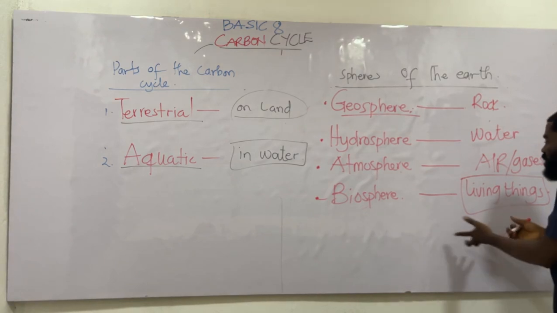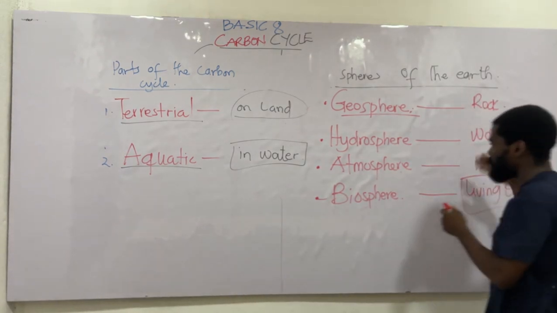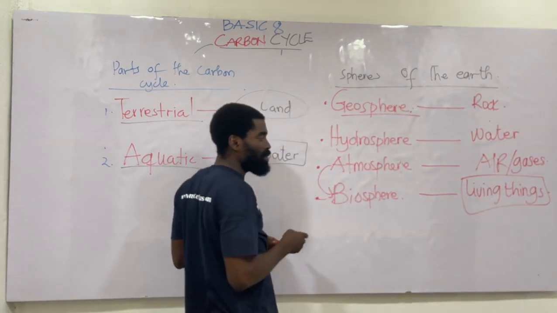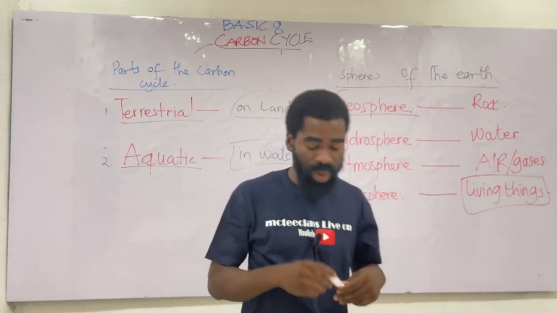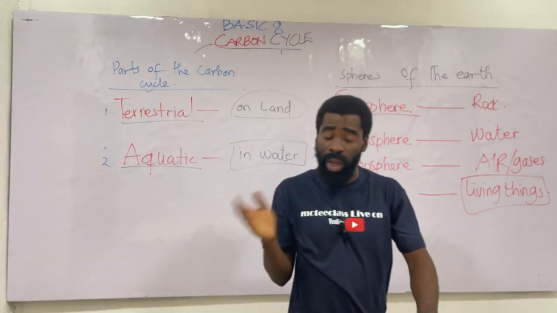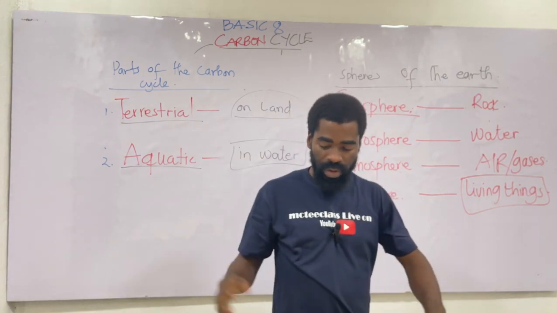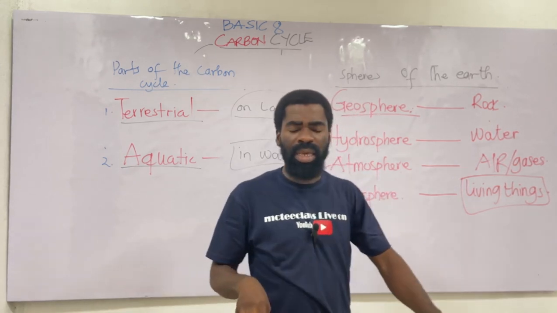Also, when we die or living things die, carbon also enters the rocks. Then the carbon in the atmosphere will also enter the biosphere, which is the living things, by photosynthesis. Then we feed on the plants, and we get the carbon. Good. So at this stage, we'll end our lesson here.